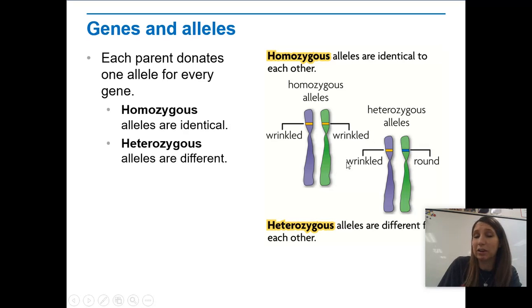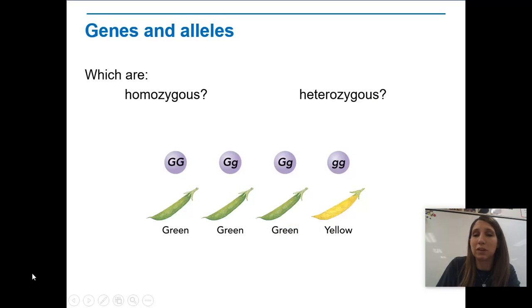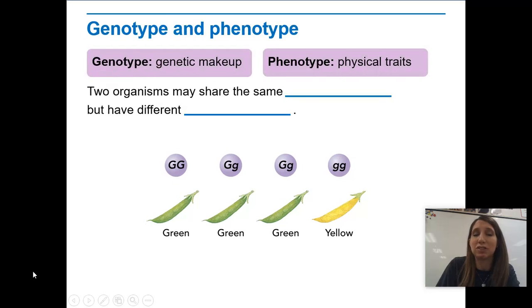I am not, however, going to show the wrinkled, but because this plant inherited both of these from mom and dad, this plant could pass down this one to its offspring or the round one to its offspring. So heterozygous does matter when we talk about reproduction. It's just that sometimes it's hard for us to identify it based on just physical appearance.